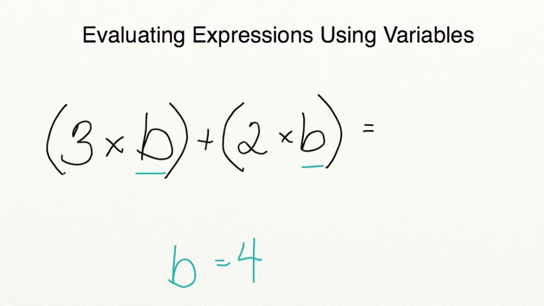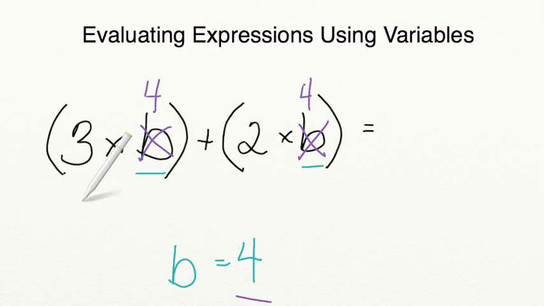To start, we need to replace our variable b with the number 4 using the information given. So I'm going to cross out my b and replace it with the number 4. Now I need to make sure that I do this in both sets of parentheses. Even though they're in different sets of parentheses, since the variable is still the same, it still represents the same value, which is 4. So now we can go through and solve this expression.